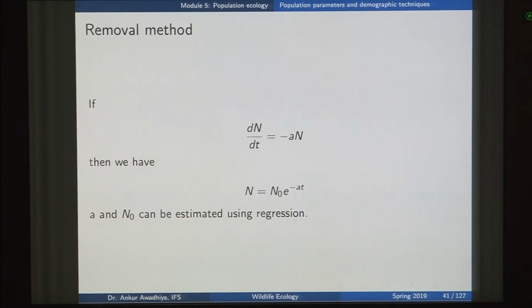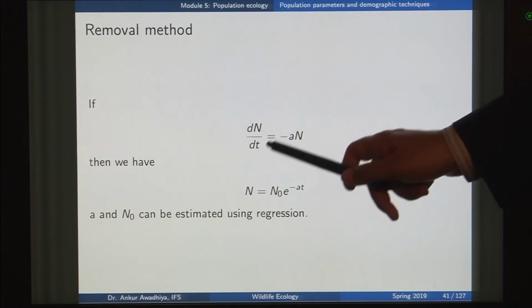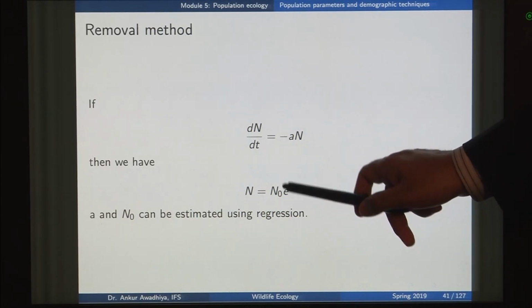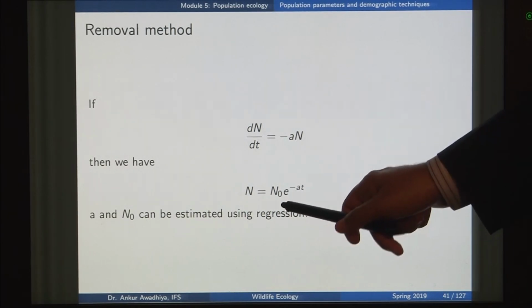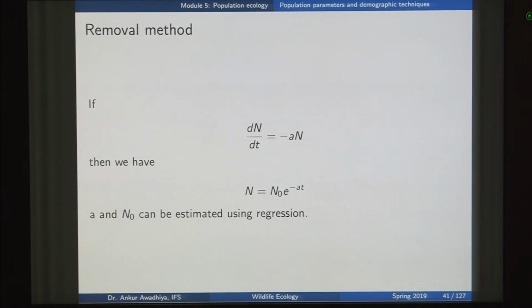So the rate at which the animals get removed from the system is proportional to the number of animals that you have in the system, and from this we can integrate this equation to get N is equal to N naught into e to the power minus at. So here a is a constant, t is time, N is the number of animals, and N naught is the number of animals at the beginning of the experiment. So if we go for a regression method, we can compute the values of a and we can compute the values of N naught, and N naught is the number of animals that you have in the population before you started killing them off and removing them. So, these are the methods of estimating the absolute density of animals.